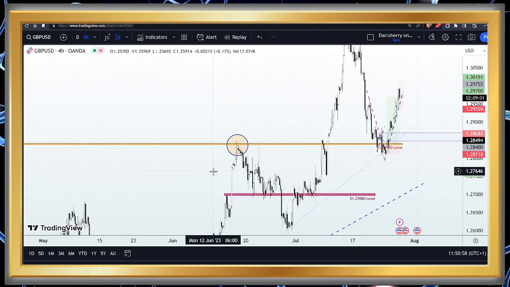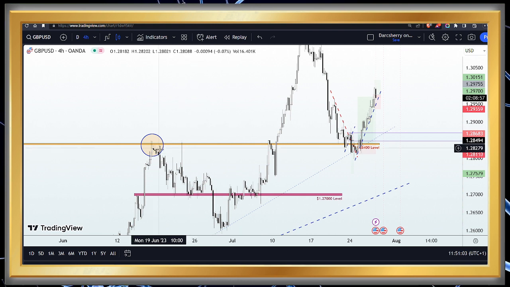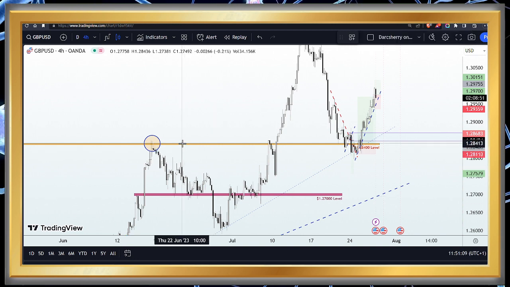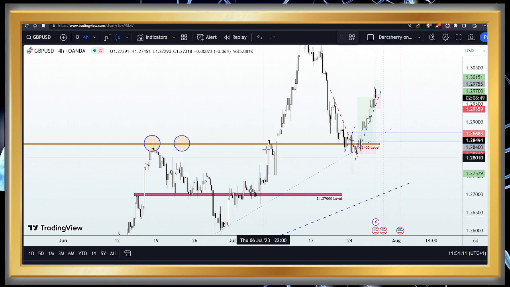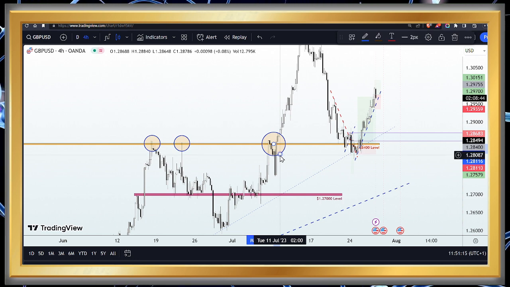So we went as far back as the month of June to see how significant that level is. We saw selling pressure here. We saw the same selling pressure around this area before that level was finally broken at the beginning of this month.